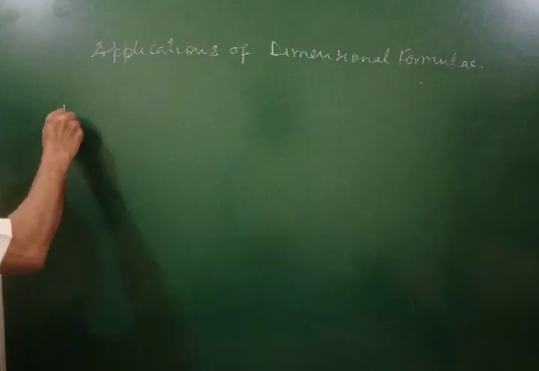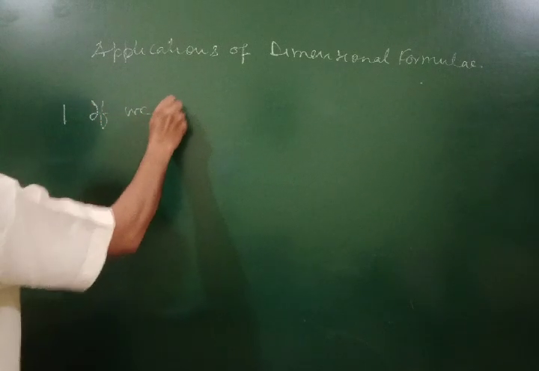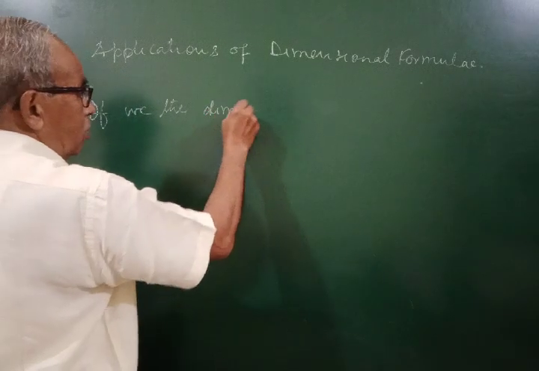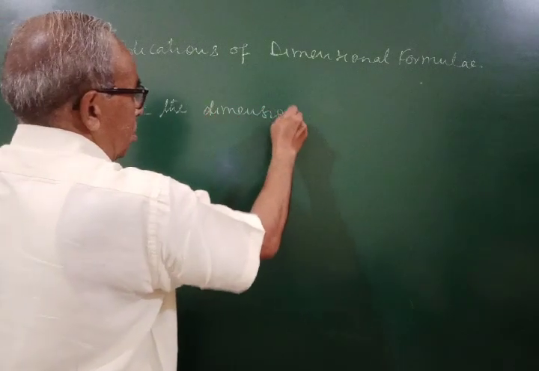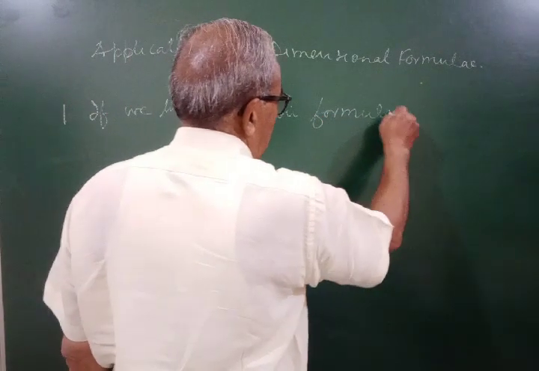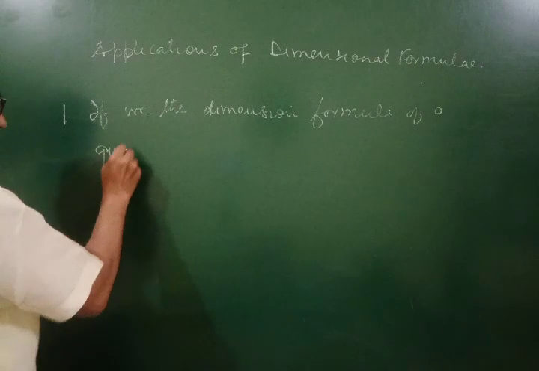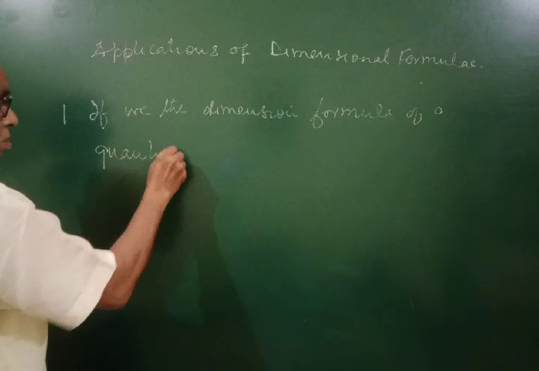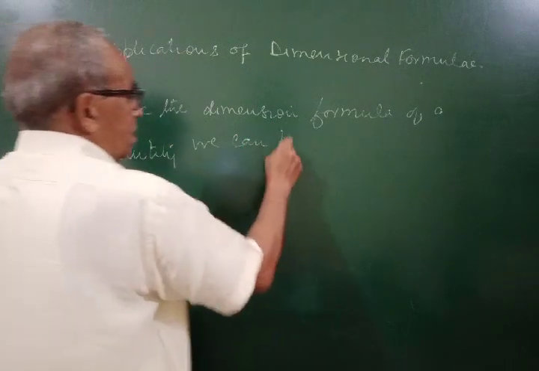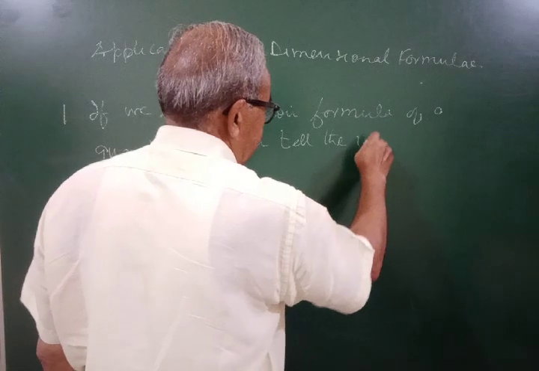Number 1, if we know the dimensional formula of a quantity, we can tell the unit only. The unit of the quantity.